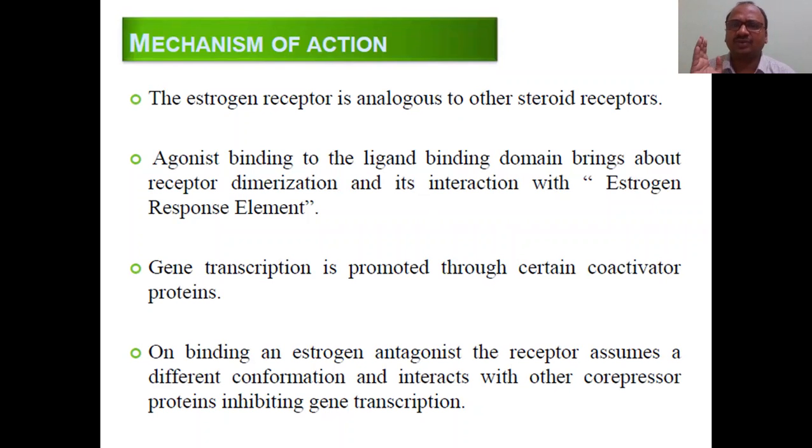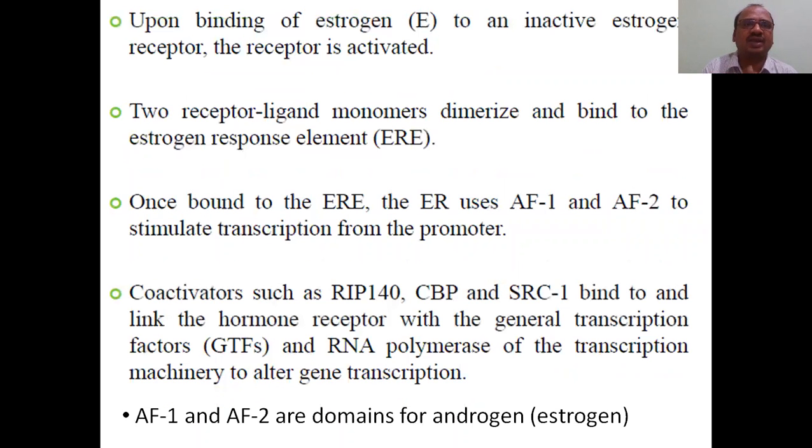Estrogen receptor, just like other steroidal receptors, on agonist binding to the ligand binding domain, the estrogen response element will be formed, and gene transcription will take place. These are all running matter. If you want to write in the exam, you can take screenshots and draw the same diagram that I explained in the figure. AF1, AF2, this is also important. AF1, AF2 are the domains, just like a domain. So this estrogen will come and sit there.